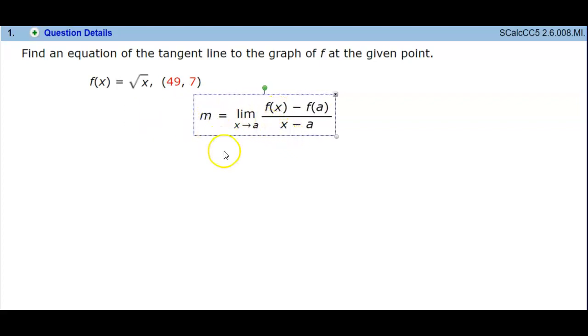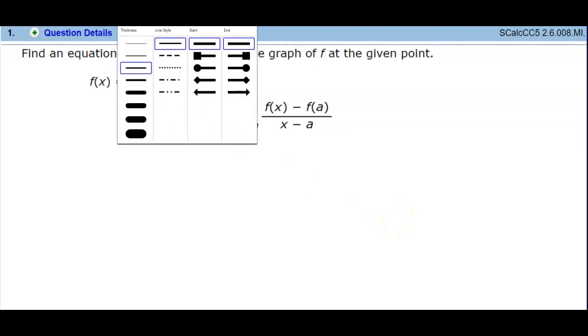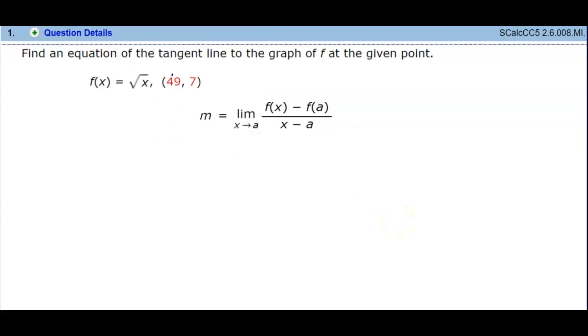So this is the definition: m, which is equal to the limit as x approaches a of f of x minus f of a over x minus a, where we know that f of x is equal to the square root of x, and then we know the value of x is 49. So step 1, let's go ahead and do this.